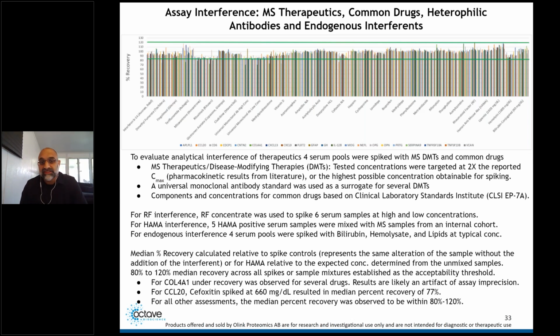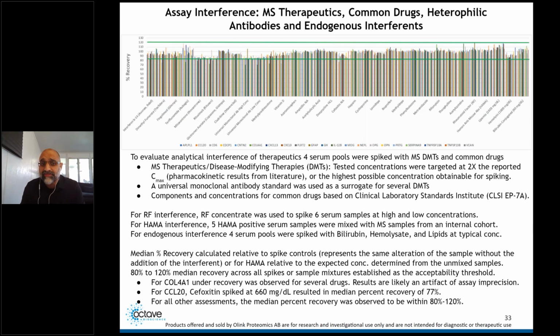So to evaluate the analytical interference of therapeutics, we used our serum pools, and these were spiked with the MS disease-modifying therapies and the common drugs. For the MS disease-modifying therapies, those that we had access to were tested at concentrations that were targeted at 2 times the reported Cmax, using the PK results from the literature, or in some cases, the highest possible concentration that was obtainable via our spiking stock. And then for our common drugs, we based that on the CLSI standard, the components that we tested, as well as the concentration.